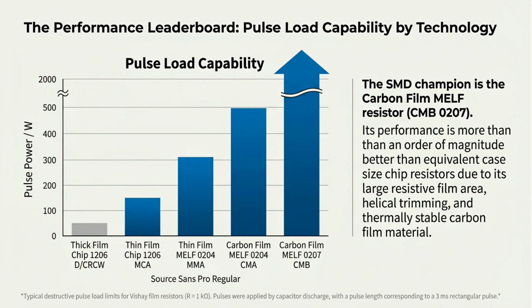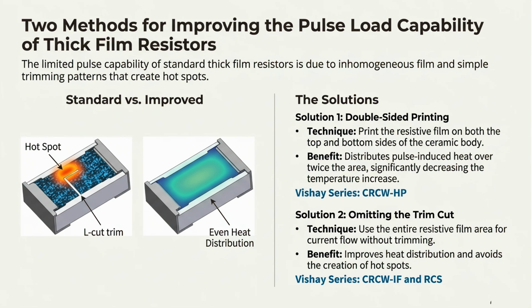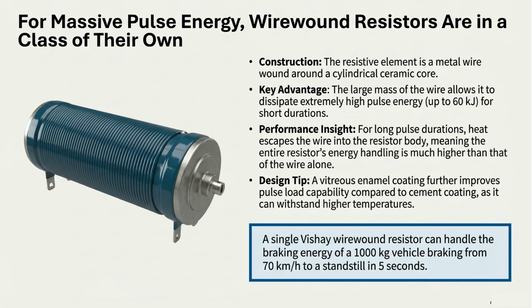The carbon film MELF resistor is the SMD champion in pulse load capability. Its large resistive film area, helical trimming, and stable carbon film material provide superior performance compared to equivalent case-size chip resistors. You can improve the limited pulse capability of thick film resistors. Solutions include double-sided printing for heat distribution and omitting the trim cut to avoid hotspots and use the entire resistive area.